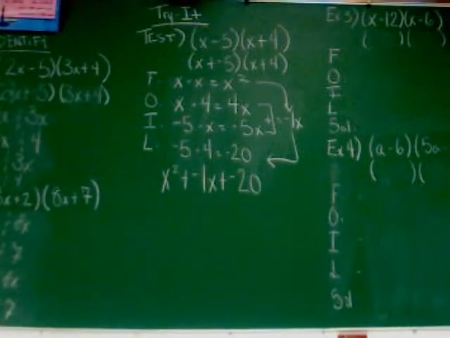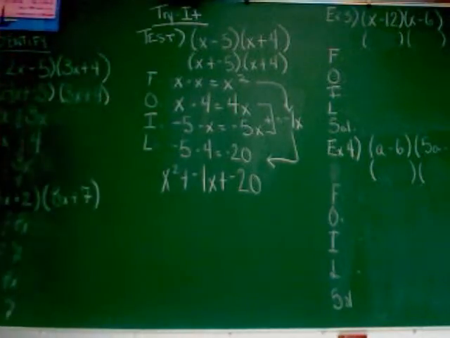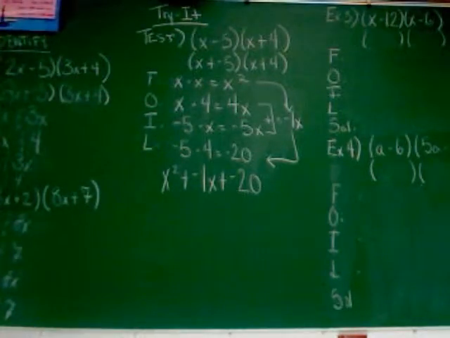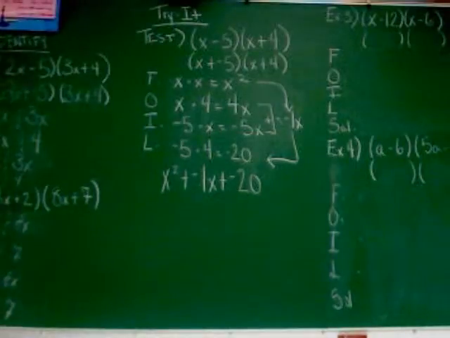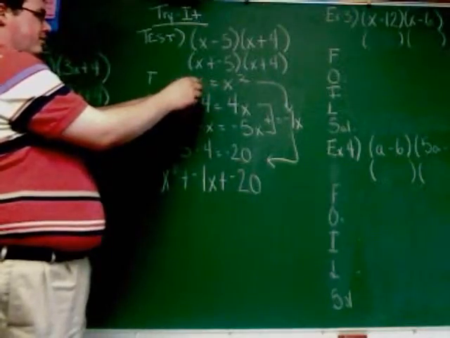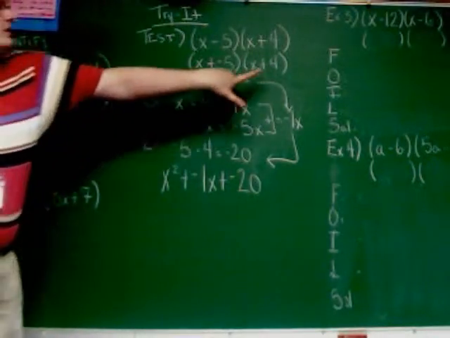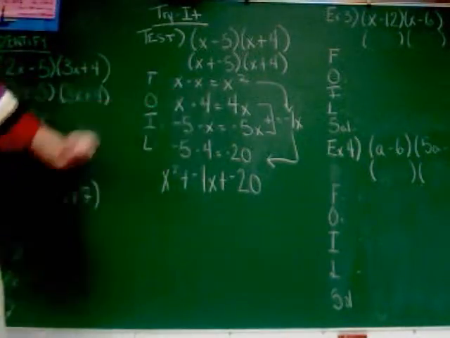All right, now, first of all, we do have a subtraction sign here. So that needs to get changed. I'm gonna rewrite that as x plus negative 5 times x plus 4. All right, so now I'm gonna go through and do the same thing I just did. Identify the first, the outers, the inners, and last. The difference is I'm going to have to put a multiplication sign between everything this time. So the first terms here are x and x. So I write x times x. The outside terms here are the x and the 4. So I multiply together x and 4.